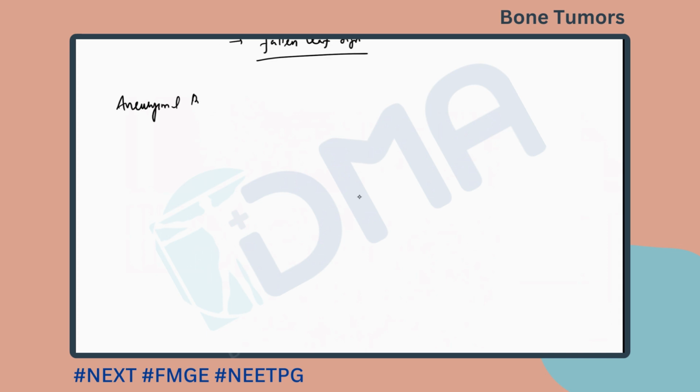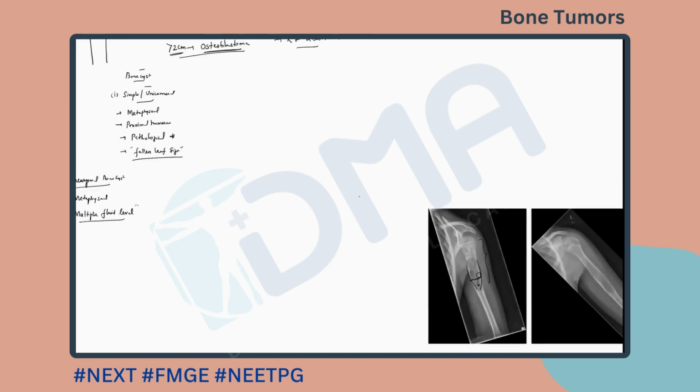Aneurysmal bone cyst also involves the metaphyseal region commonly. And what is the difference between unicameral bone cyst and aneurysmal bone cyst? In aneurysmal bone cyst, you will see multiple fluid levels.